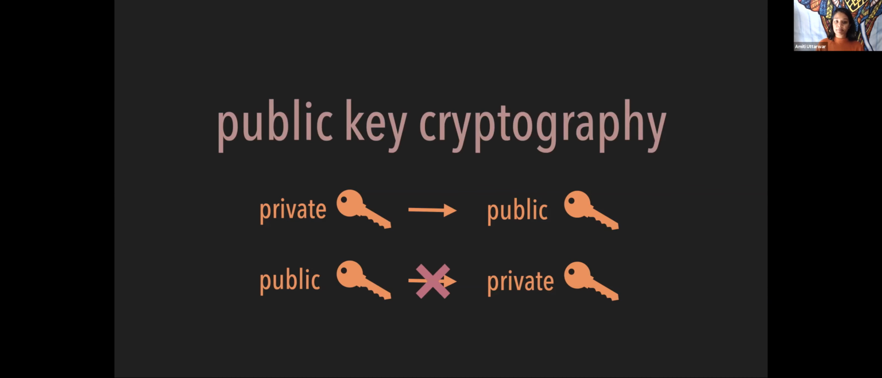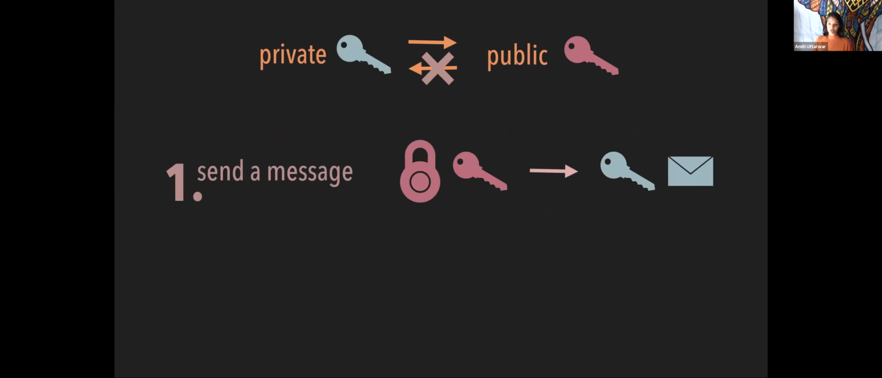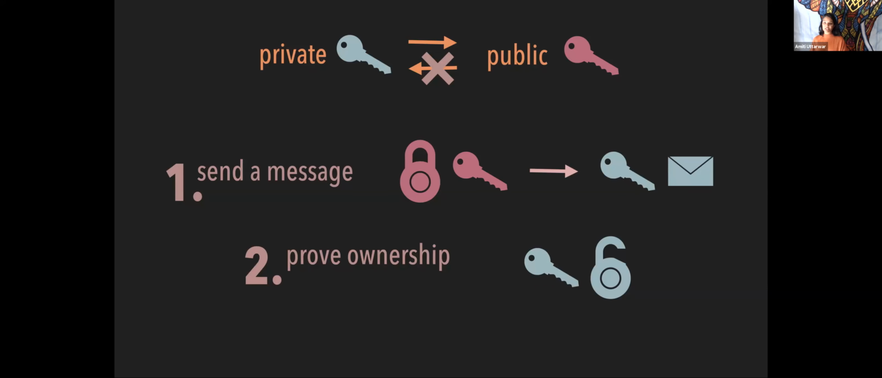And this idea is called public key cryptography. So based on this premise that you can go from private to public, but not public to private, there's two key functions that this enables. One is the ability to send a message. If I want to send a message to Alice, I have the ability to encrypt it using her private key. And then secondly, is that she can prove ownership, that she has the matching private key, and thus open up the letter.